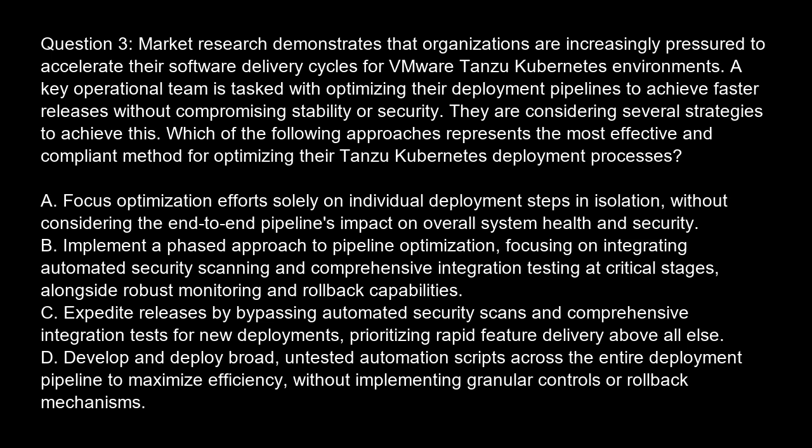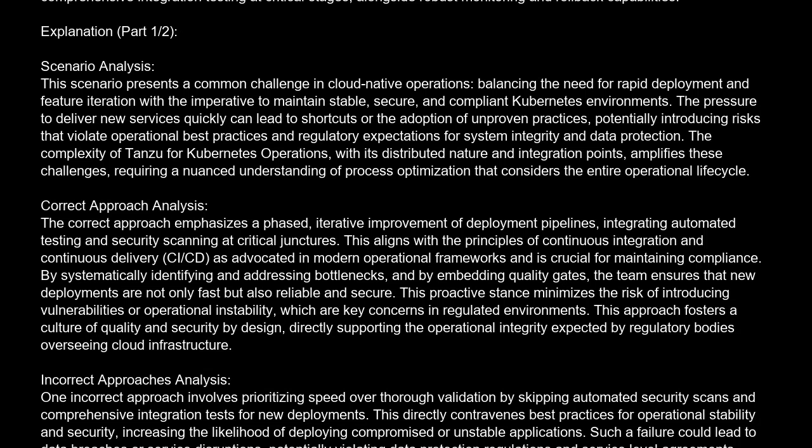Option C. Expedite releases by bypassing automated security scans and comprehensive integration tests for new deployments, prioritizing rapid feature delivery above all else. Option D. Develop and deploy broad, untested automation scripts across the entire deployment pipeline to maximize efficiency without implementing granular controls or rollback mechanisms. The correct answer is B.